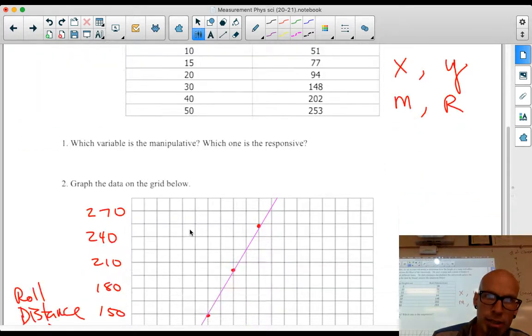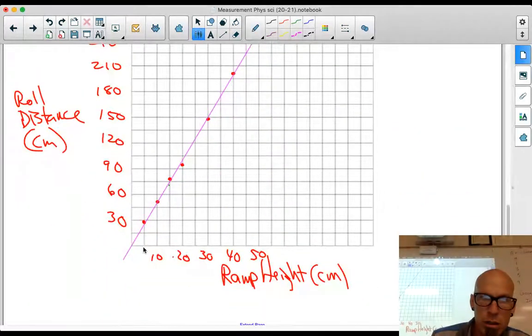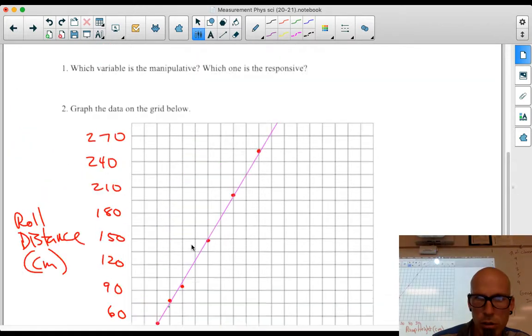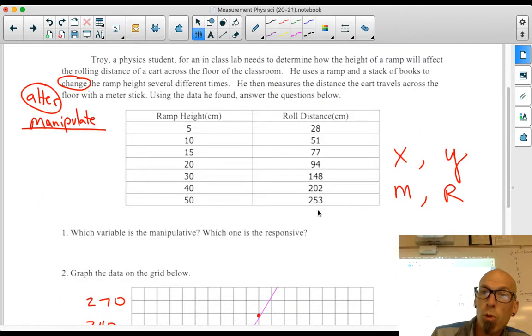So then I changed it from 4s to 5s. So I'm going by 5s here across the bottom. Again, you only see 10s, but it's 5, 10, 15, 20, and so on and so forth. For my roll distance, I got to get up to 253.